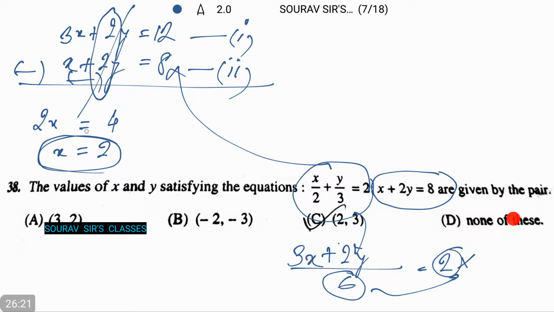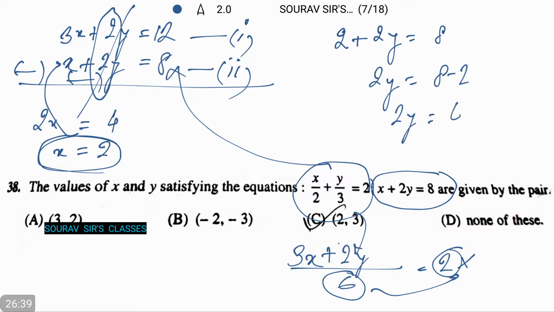We can just substitute the value of x over here, since that is easier, since we have to multiply by 3 in the first equation. We can have 2 + 2y = 8. 2y = 8 minus 2. 2y = 6. y = 3. So the values of x and y are 2, 3.